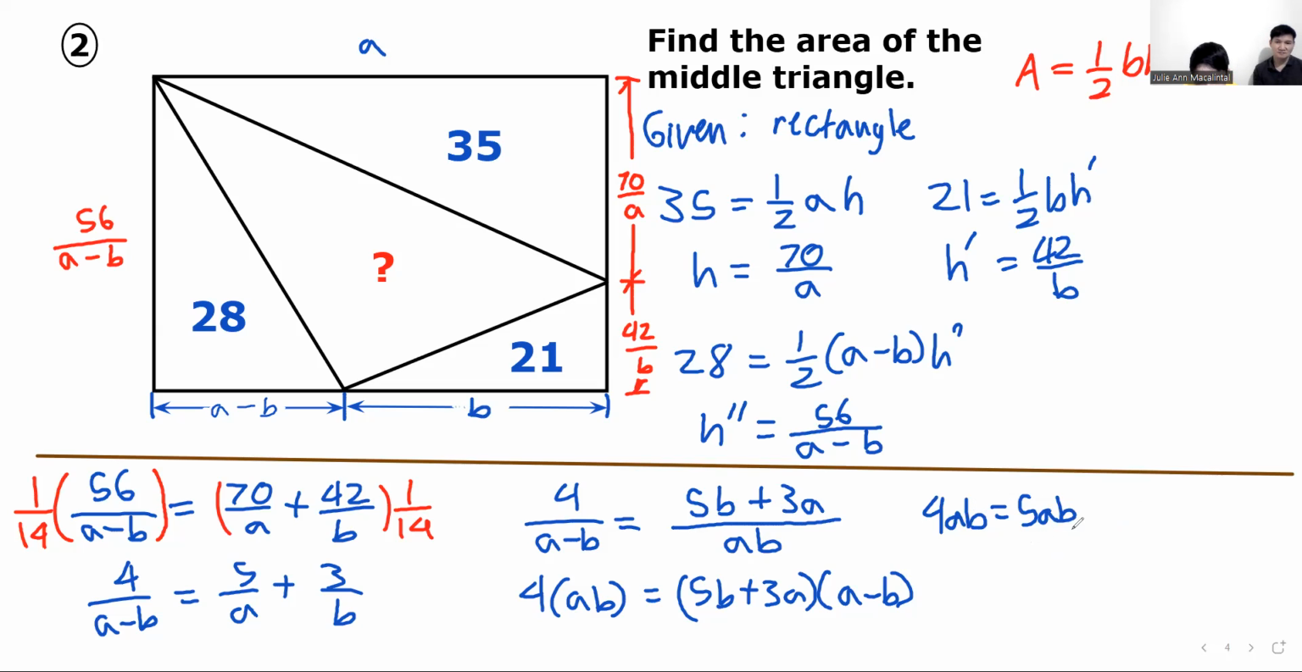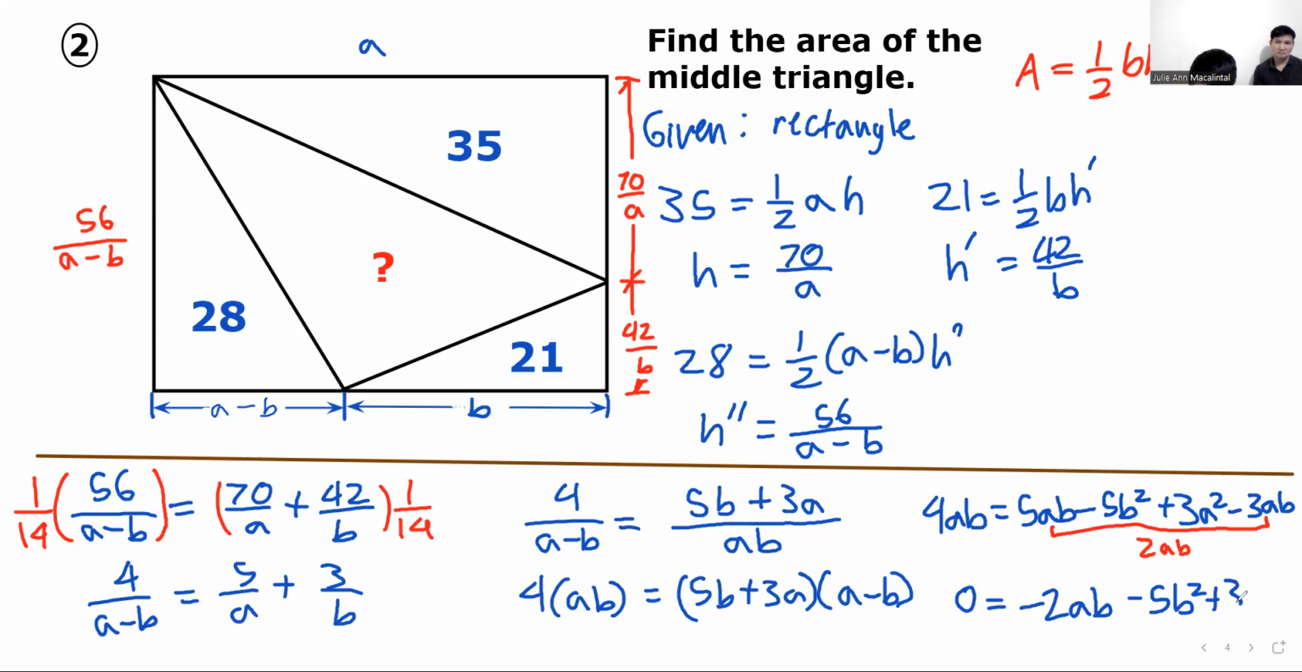5ab, outer, inner, minus 5b squared plus 3a squared, minus 3ab. Okay, so we have a lot of common terms here. This is 5ab and 3ab. This is just 2ab. And then this 4ab, we can transpose it. This is 2ab minus 4ab, negative 2ab, minus 5b squared plus 3a squared.